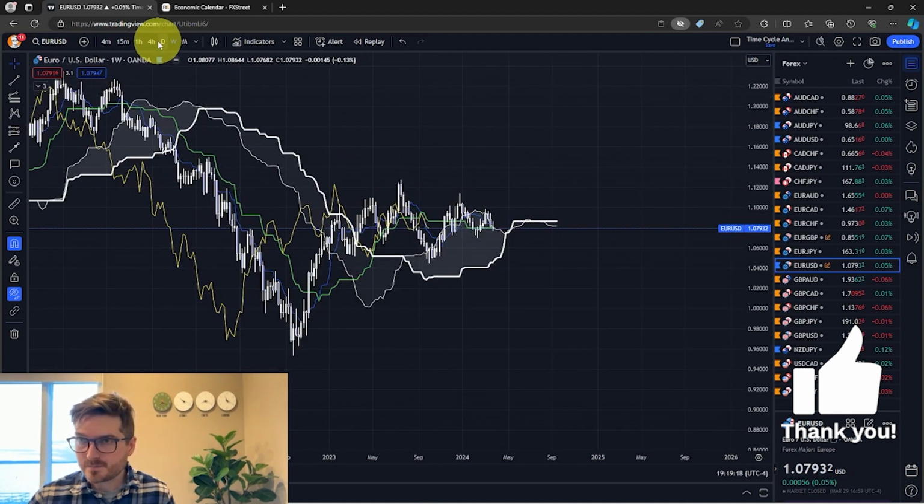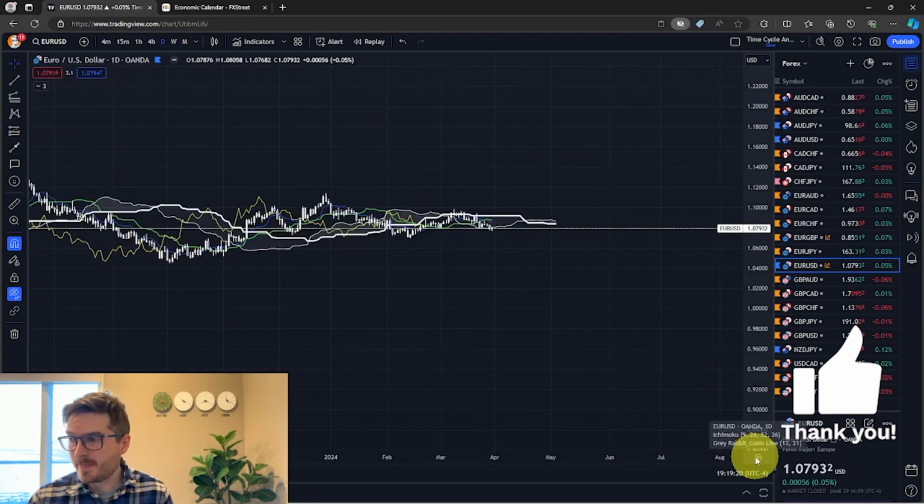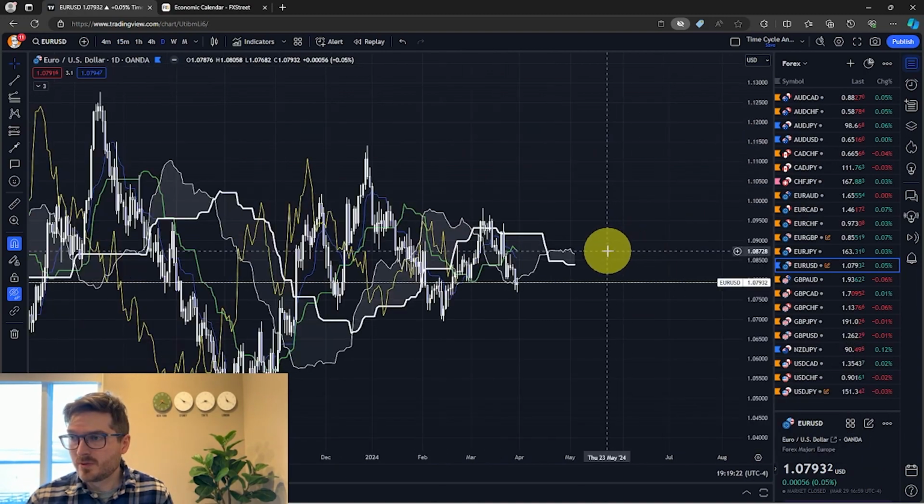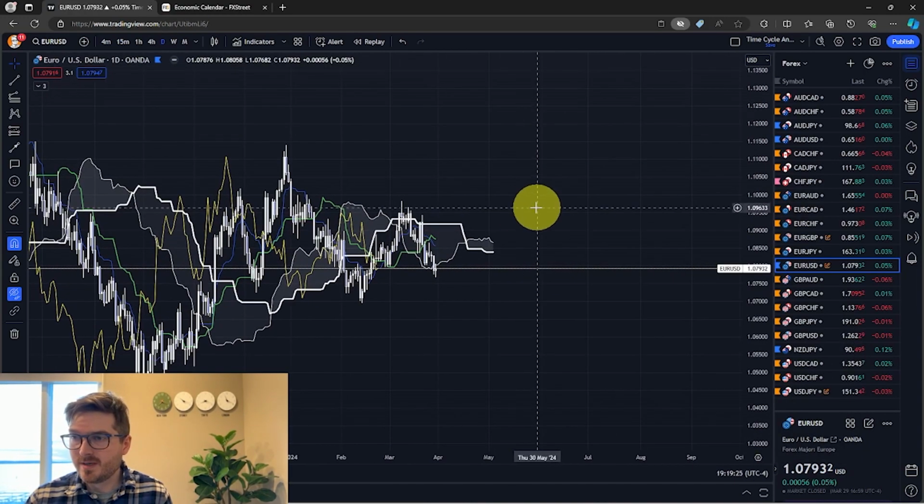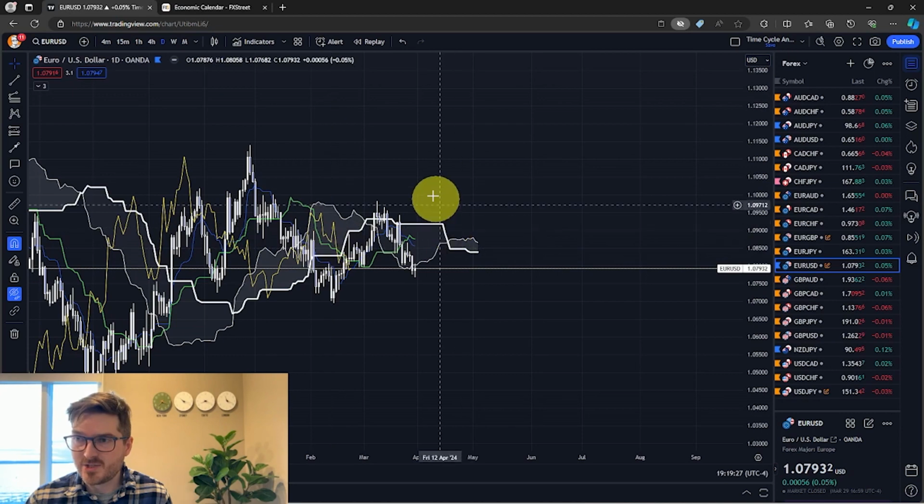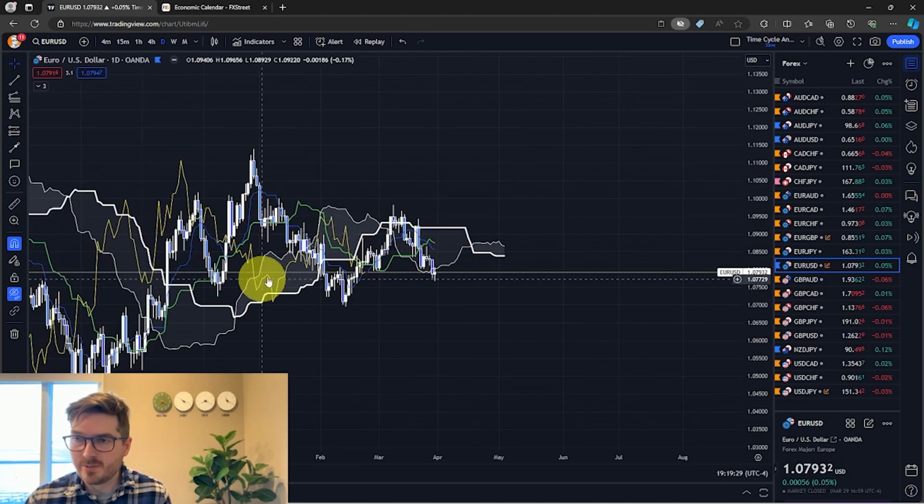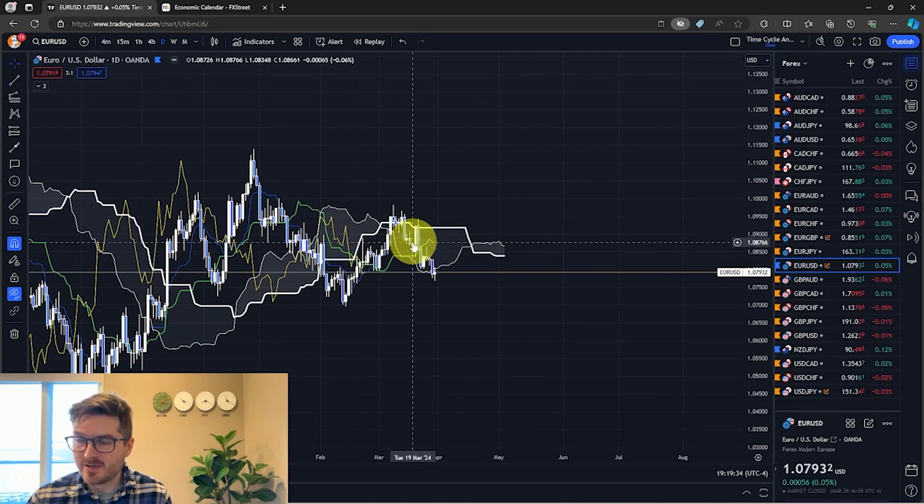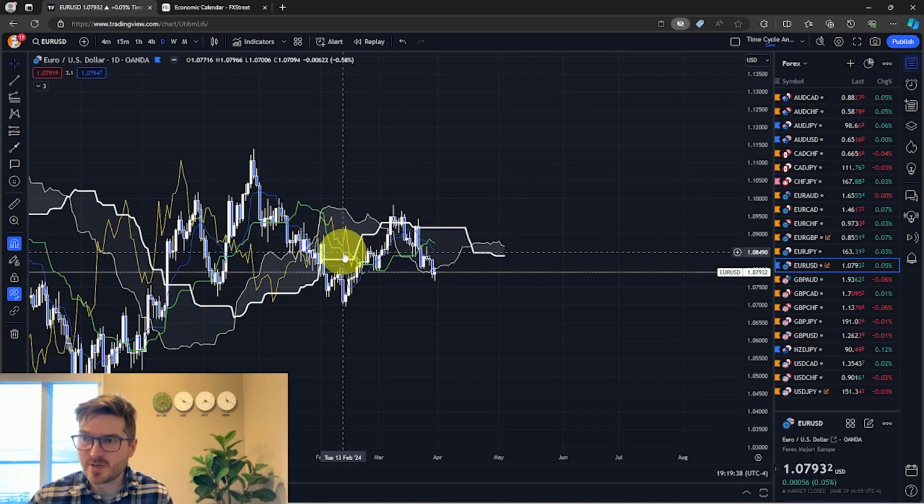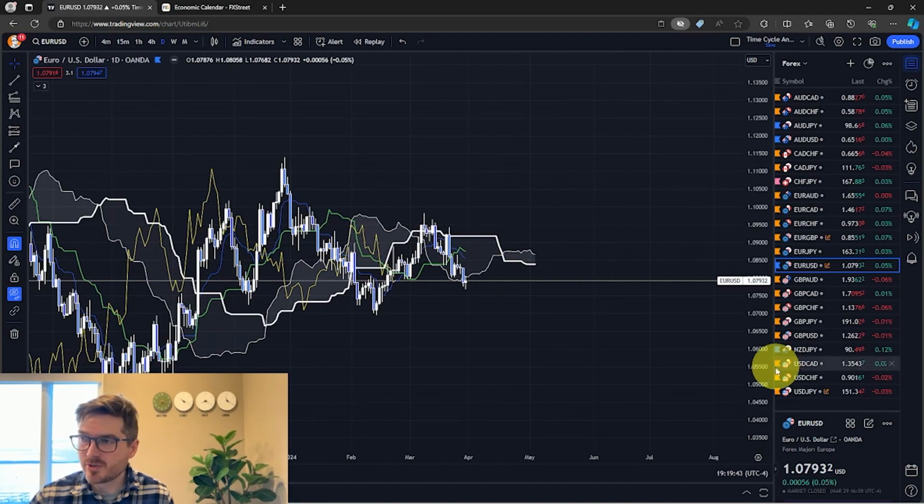Now, let's go to the daily. Okay guys, now on the daily chart, right now we're stuck in a consolidation range as well. So we had a bullish Kumo cloud, and then we had a bearish Kumo cloud after, right? So we had this death cross, Chikou span below the candles, price broke back through the Kumo cloud, and we formed a nice bearish Kumo cloud structure.